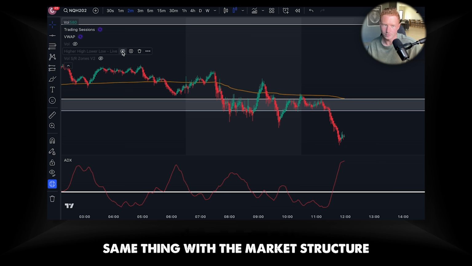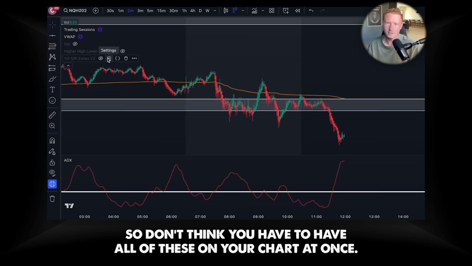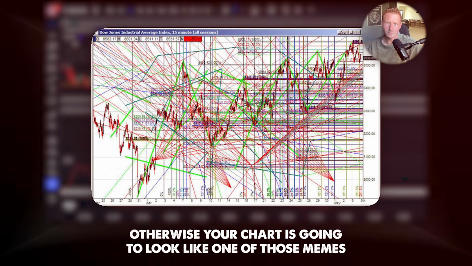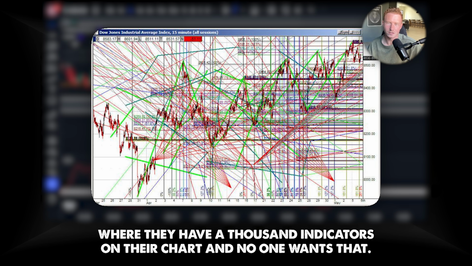Same thing with the market structure. So don't think you have to have all of these on your chart at once. Otherwise, your chart is going to look like one of those memes where they have 1,000 indicators on their chart, and no one wants that.